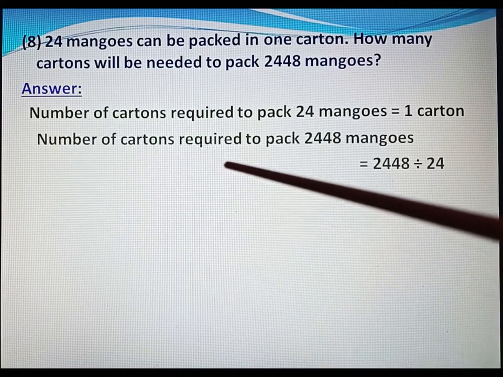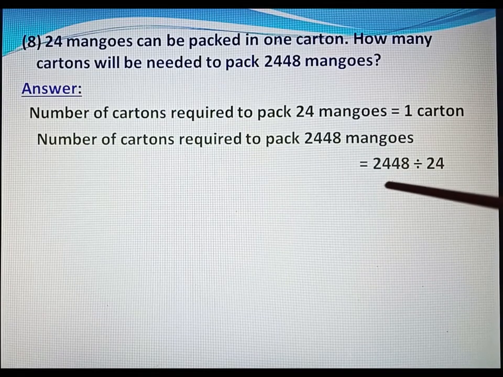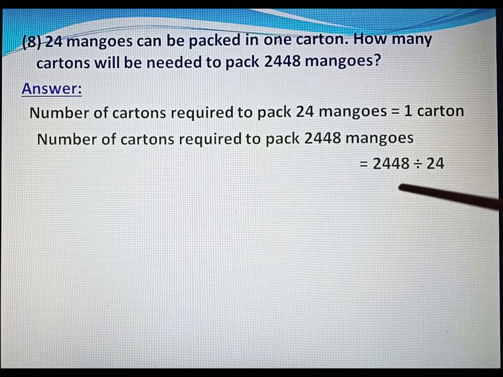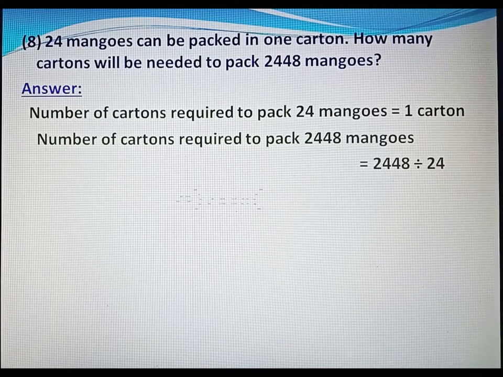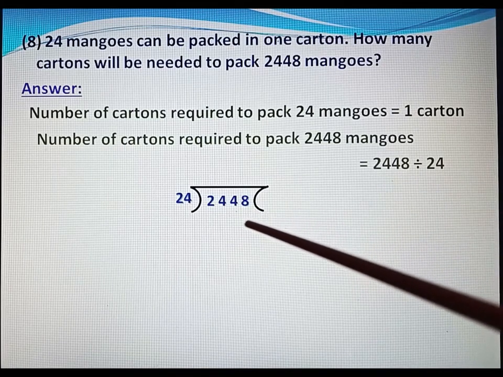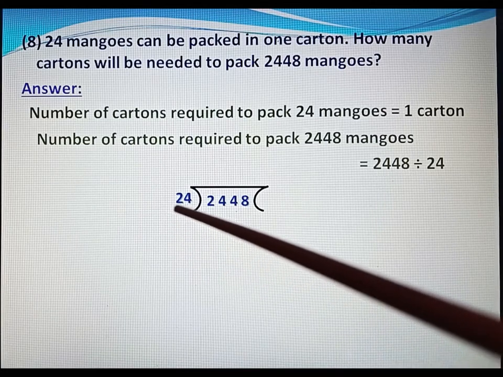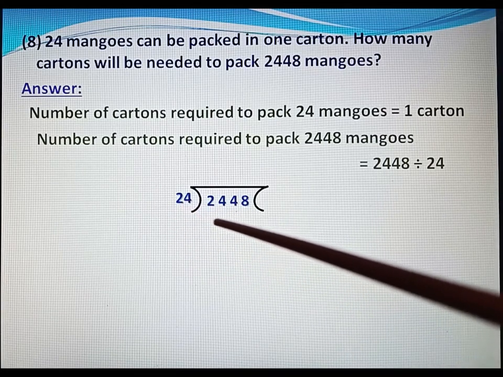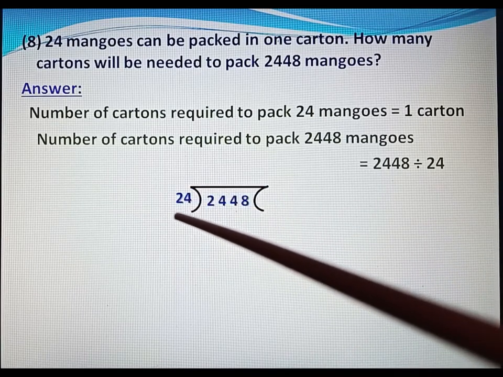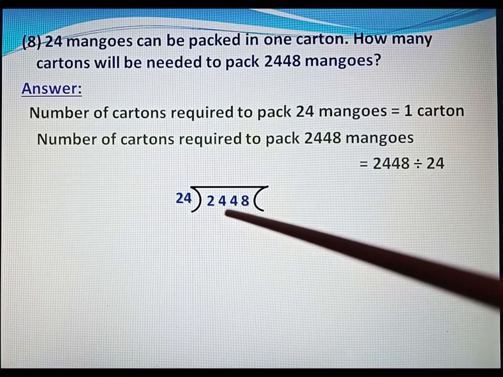So number of cartons required to pack 2,448 mangoes equal 2,448 divide 24. We will divide 2,448 by 24. See, 2,448 is dividend, so we have written here, and 24 is divisor, so we have written on left side. Now see, this 24 is 2-digit divisor, so we will take first 2 digit in the dividend, that is 24. So we will multiply this 24 by that number so that it is equal to 24 or less than 24. It should not be greater than 24.